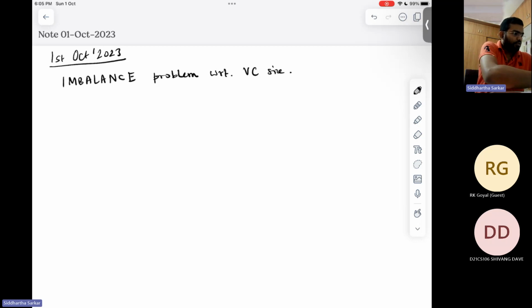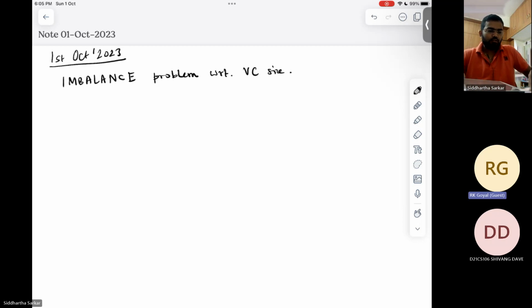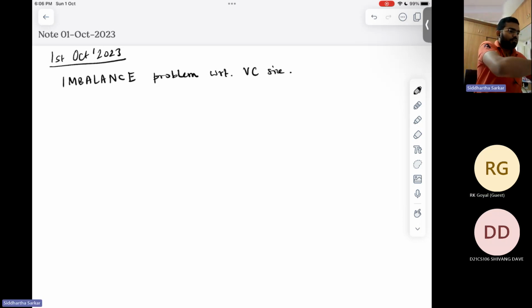So let me first define the imbalance problem. Or are you already aware of the definition of the imbalance problem? It is better if you give a brief overview of the problem. Okay, so just give the definition so that all of us are on the same page. So given a graph, let us say the input is an undirected graph G.